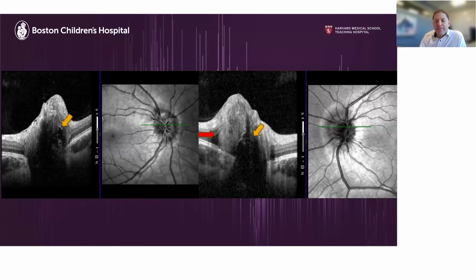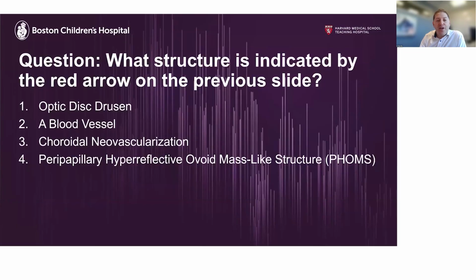And we find these two findings, one with the red arrow and one with the orange arrow. So I'm going to ask you guys, what structure is indicated by the red arrow on the previous slide? And you'll see it again in the picture in a second. So the red arrow, is it optic disc drusen, a blood vessel, choroidal neovascularization, or a peripapillary hyperreflective ovoid mass-like structure, commonly called PHOMS?